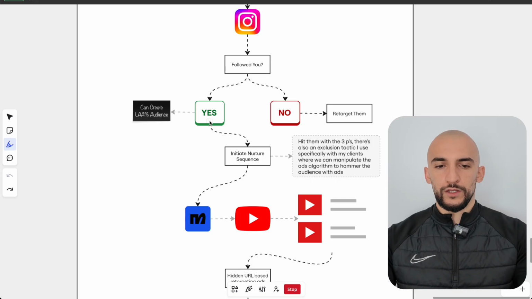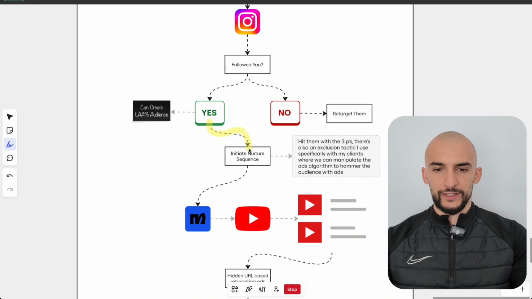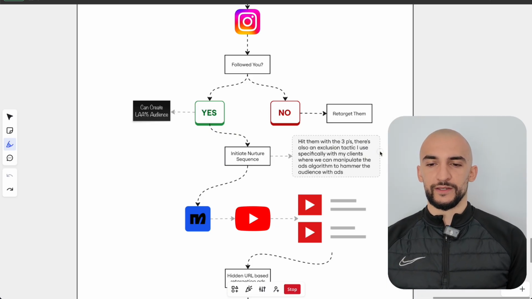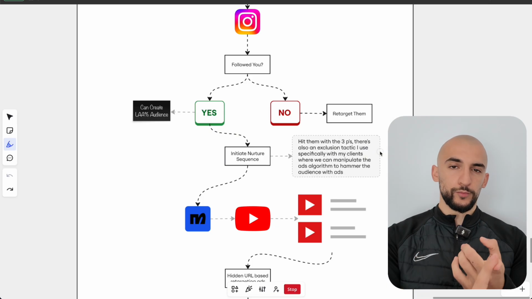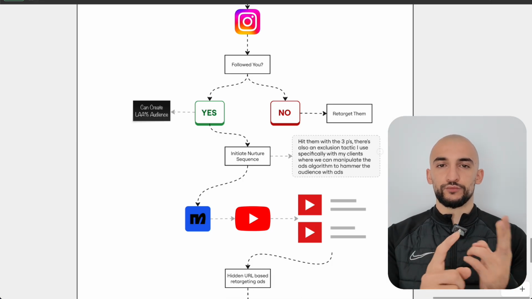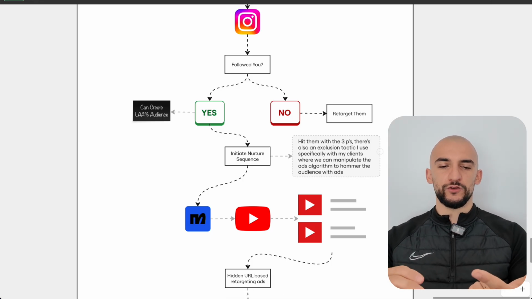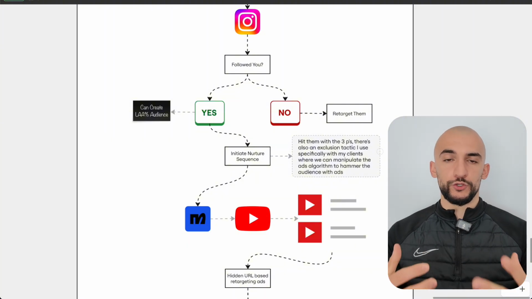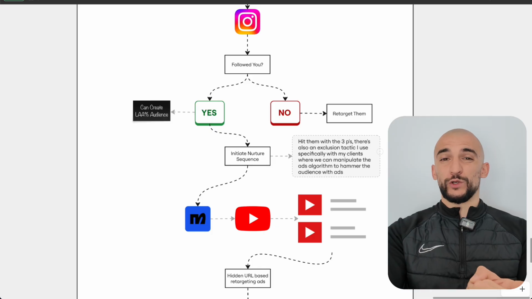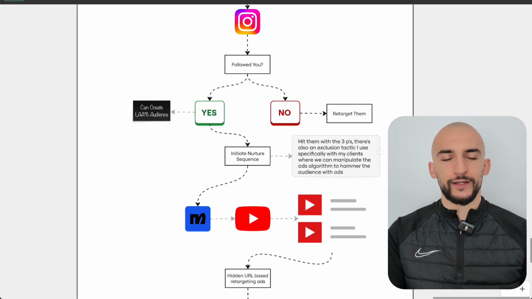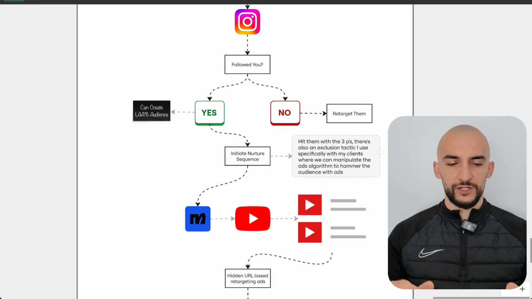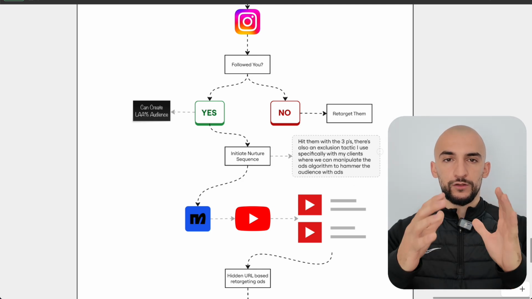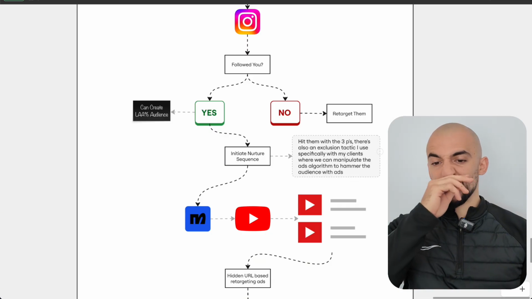Now, if they did follow you, we can now initiate the nurture sequence. So what we like to do is hit people with the 3 Ps. 3 Ps is problem, proof, and product. And what that basically is, you're hitting them with content which demonstrates proof that what you do actually helps people. You're talking about your product, obviously in an indirect way, right? Or your methodology, whatever it may be. And then you're talking about the problem, right? Niche problems that you can solve. And it's all to do with your messaging.